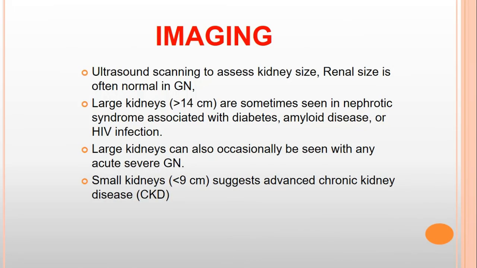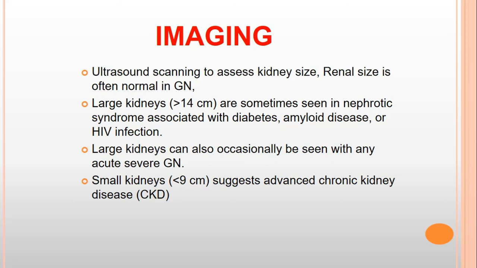Imaging: ultrasound scanning to assess the kidney size, normal is 9 to 11 centimeters, and is often normal in GN. So in glomerulonephritis, in the initial stage, the renal size would be normal. Large kidneys, more than 14 centimeters, are sometimes seen in nephrotic syndrome associated with diabetes, amyloid disease, or HIV infection. Large kidneys can occasionally be seen with any acute severe GN.